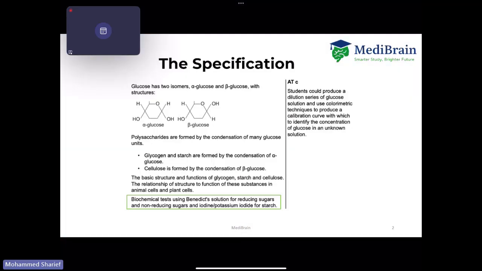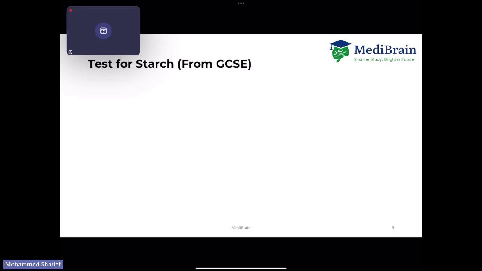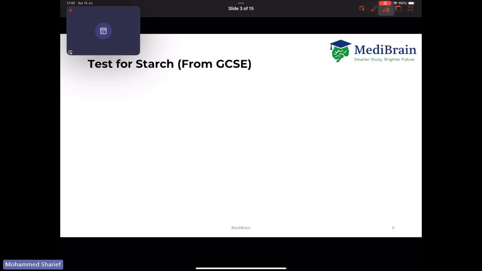As I said, in our last lesson we looked at carbohydrates. We looked at the majority of the spec, but we didn't have time for this final part, which was biochemical tests using Benedict's solution for reducing sugars and non-reducing sugars, and iodine potassium iodide for starch. That's what we are going to be looking at in today's lesson. We're going to start off by looking at the test for starch.